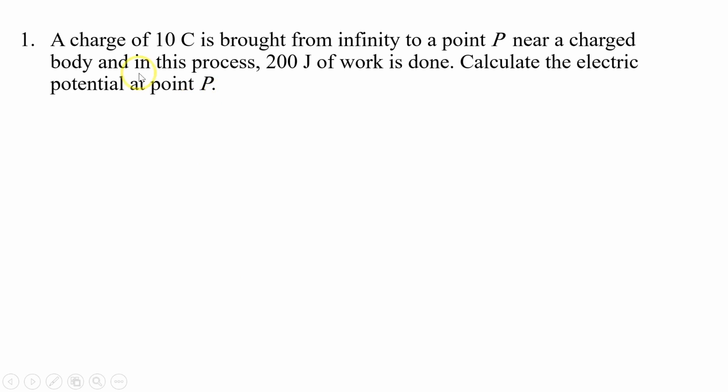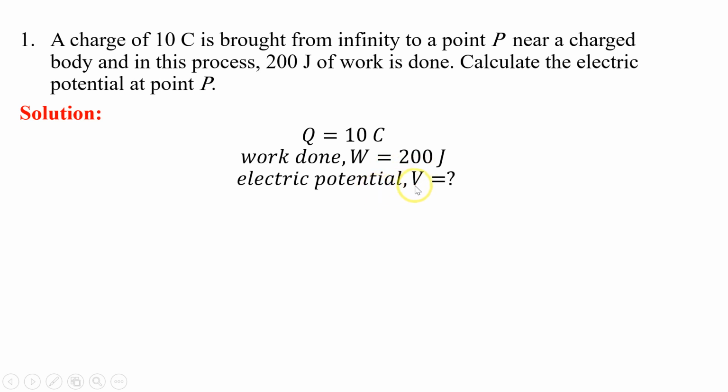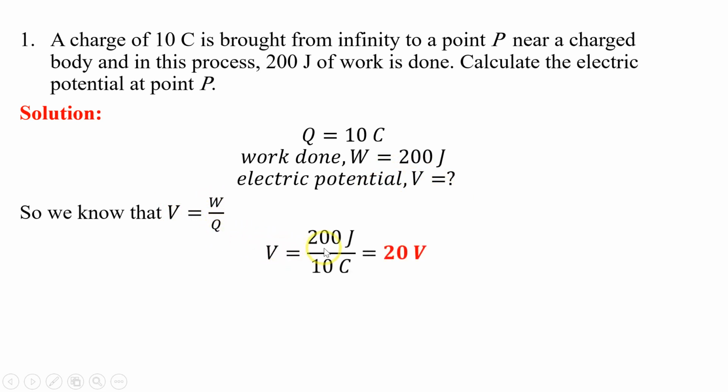Let's do some questions. Question number 1. A charge of 10 coulomb is brought from infinity to a point P near a charged body, and in this process 200 joule of work is done. Calculate the electric potential at point P. So we have electric charge which is 10 coulomb, work done is 200 joule, and we need to find the electric potential from the equation, which is the work done per unit charge. Putting the values in the formula, 200 divided by 10, it comes out to be 20 volt.